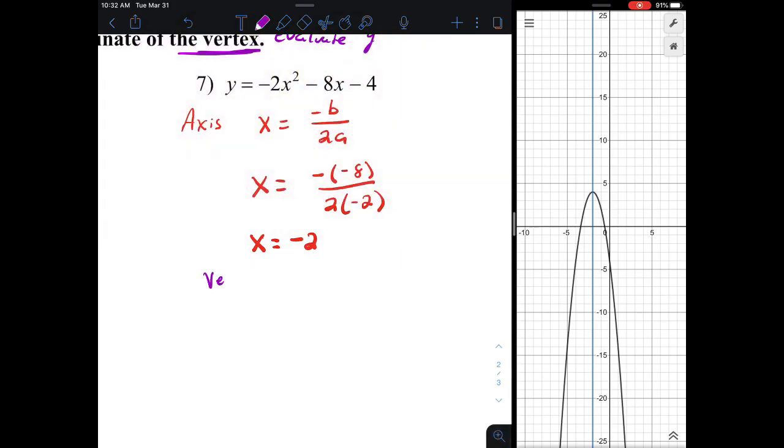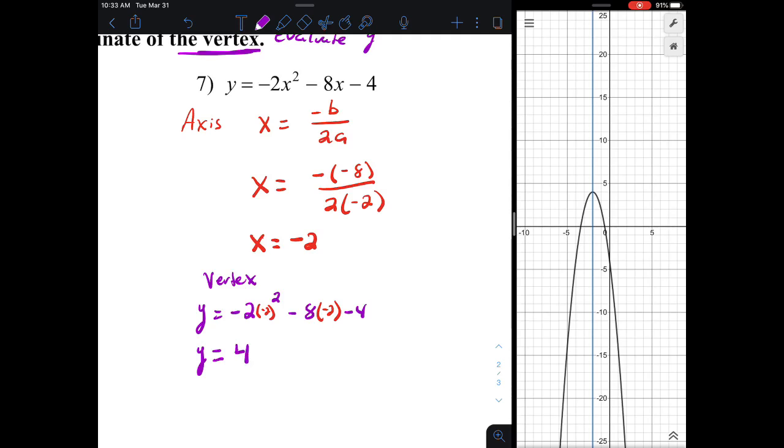So the vertex here, I'm going to take that x value, and I'm going to put it in for all of the x's. All right, so I have negative 2, leave myself some room, and I'm putting in negative 2 for all of the x's here. And then I'm going to evaluate to get the y value. So we evaluate that expression there to get y, and we should get y to be equal to 4.